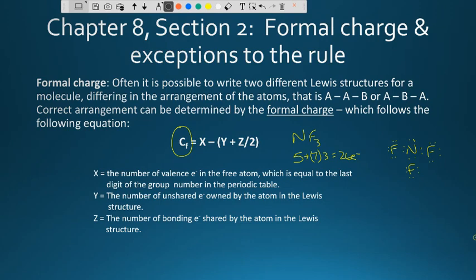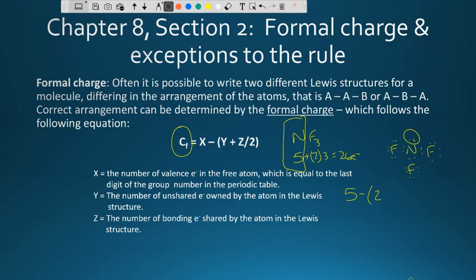So X would be the valence electrons of the free atom. My free atom is going to be my nitrogen. I have 5 valence electrons there, which you get from the periodic table if you look at your columns. Now, Y is the number of unshared electrons owned by that atom. Here, remember, are my unshared electrons. That's my Y value, so there are 2 of those.